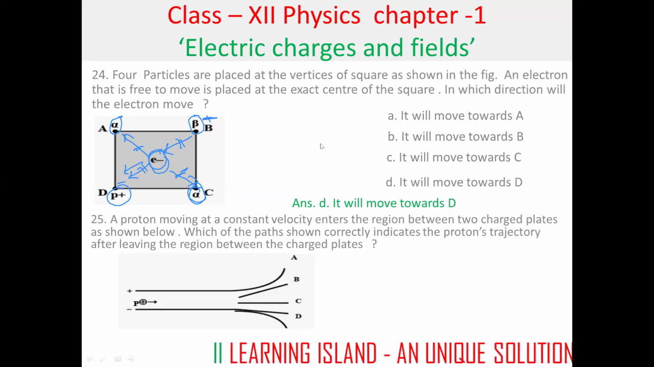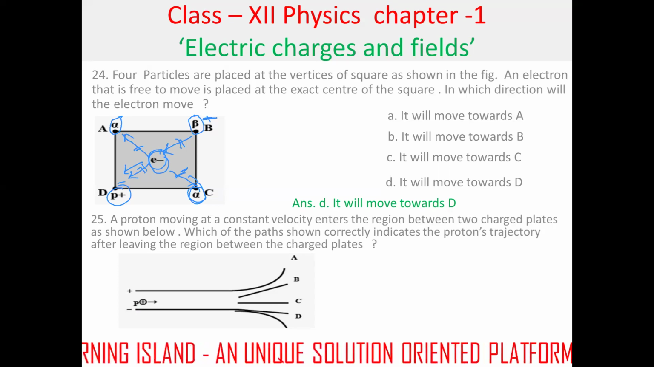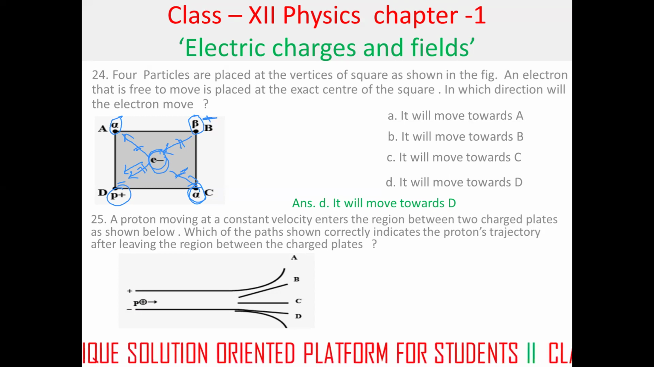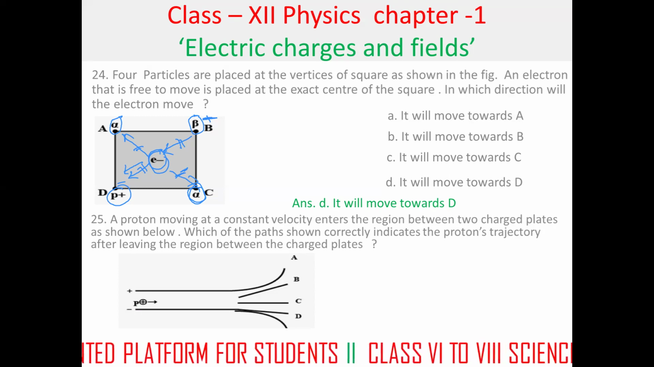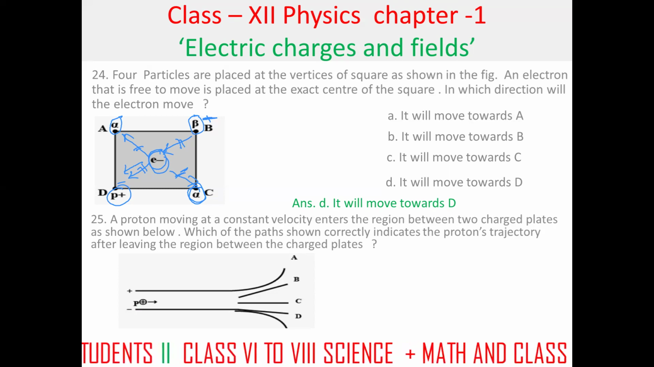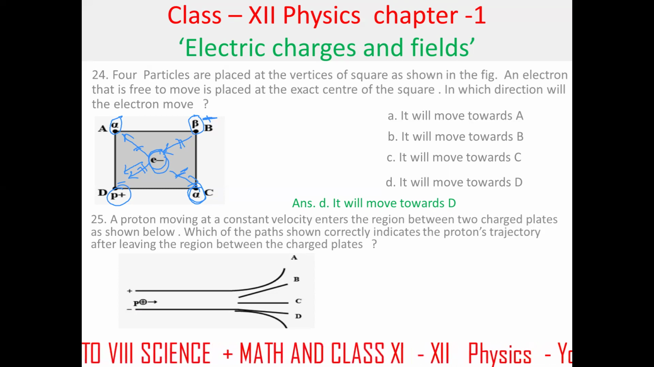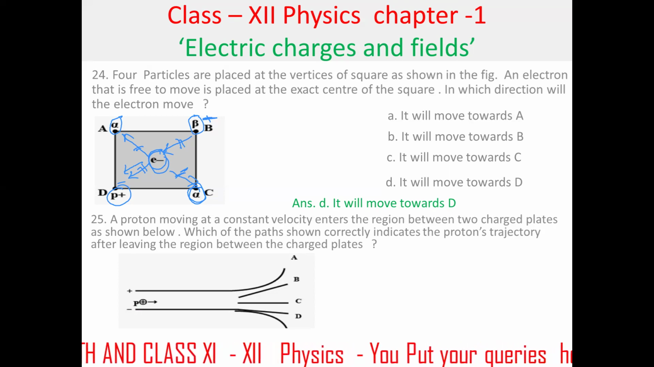A proton moving at a constant velocity enters the region between two charged plates as shown below. Which of the paths shown correctly indicates the proton's trajectory after leaving the region between the charged plates?